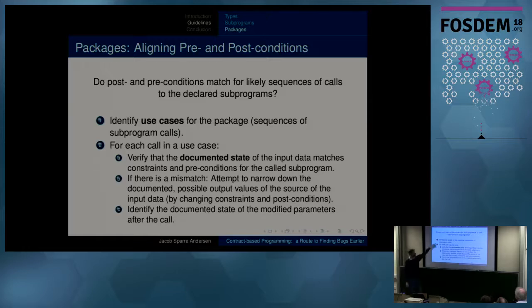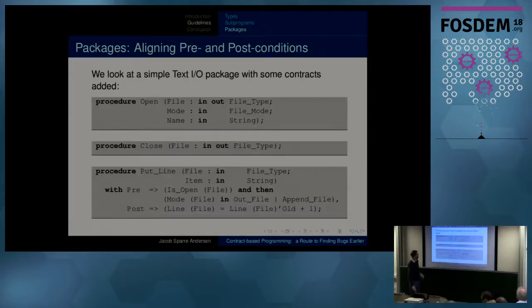So first of all, we look at which use cases we have for this library: which sequences of function calls do we find plausible, or did we intend with this library? And then we take one of these use cases and go through the calls. First, we verify that the documented state of the program when you get there matches the constraints and the preconditions on the first subprogram that we call. And if there's a mismatch, we go back and fix it. And then we document what the state is when we leave this subprogram, so we can continue onwards to the next one in the use case and see if they match up. So let's try it.